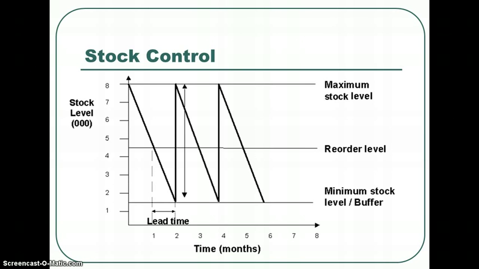And that pattern is repeated. The size of the order is the difference between the maximum and minimum stock levels. So it goes from 8 down to 1.5. So they have to order 6,500 items to bring that back up to 8.